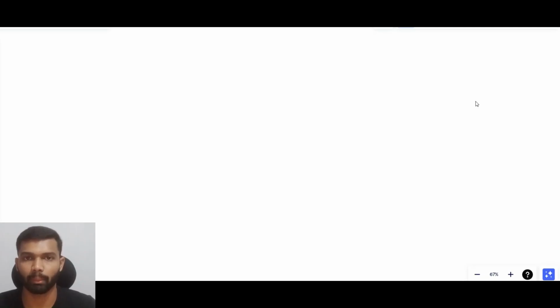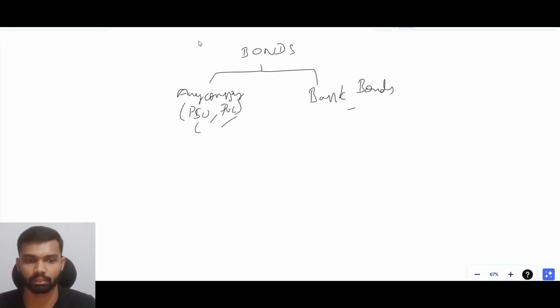In the payment priority also, we are going to divide bonds into two types. The first one is normal bonds, or any company bonds. The second one we are going to classify as bank bonds. It may be a private sector bank or a public sector bank, or any company I'm mentioning may be a private sector company or a public sector company. Let us see the payment priority for normal company bonds.